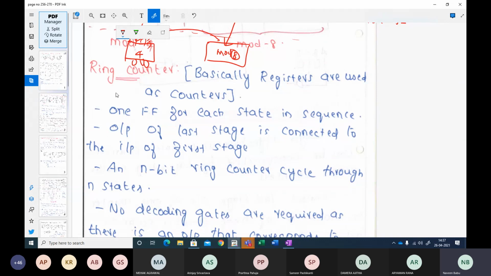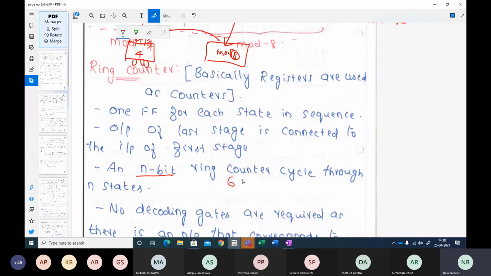So we will use one flip-flop for each state in a sequence. The output of the last stage is connected to the input of the first stage. The difference between any other counter and a ring counter is that if you have an n-bit ring counter, say a 6-bit ring counter, you will cycle through 6 different states. There is no need for any decoding circuit here because the truth table will look something like this.